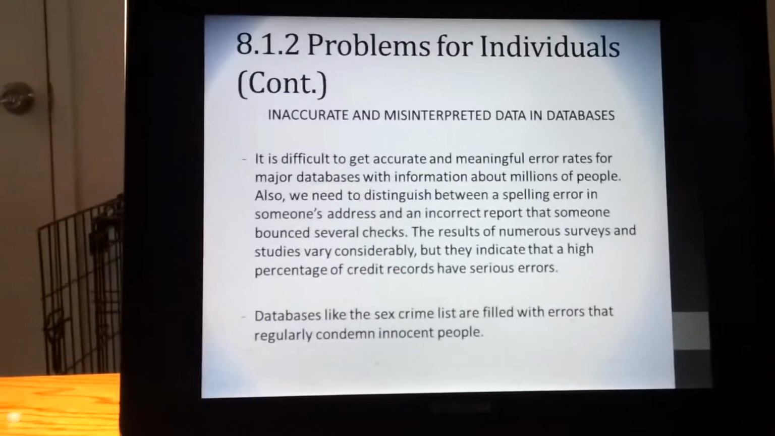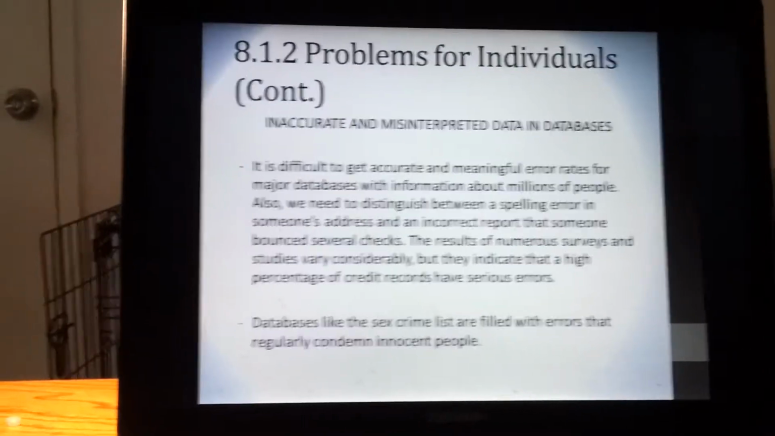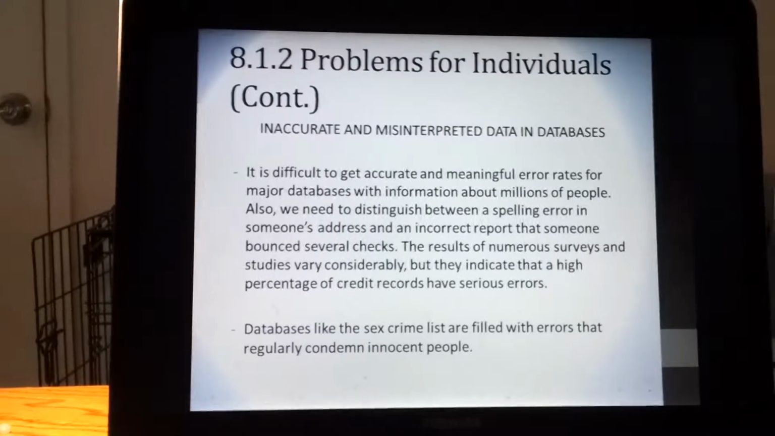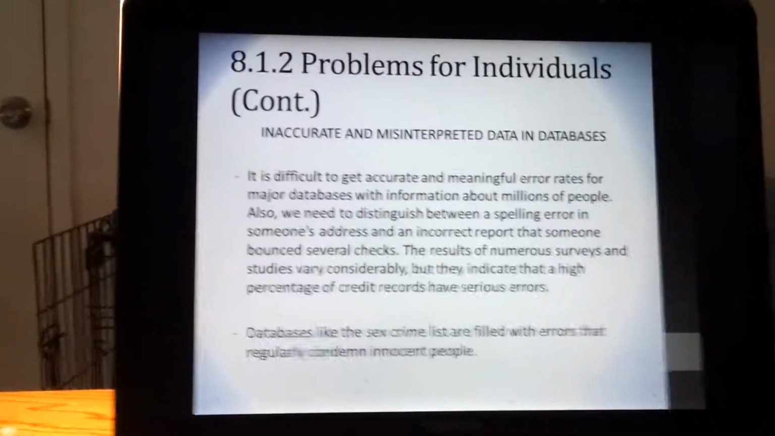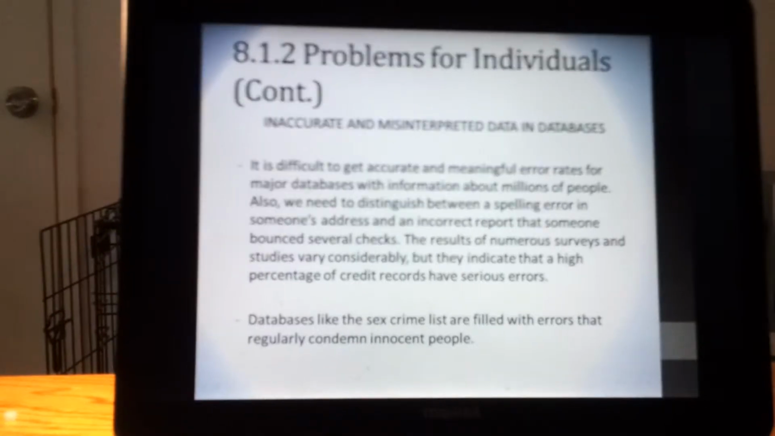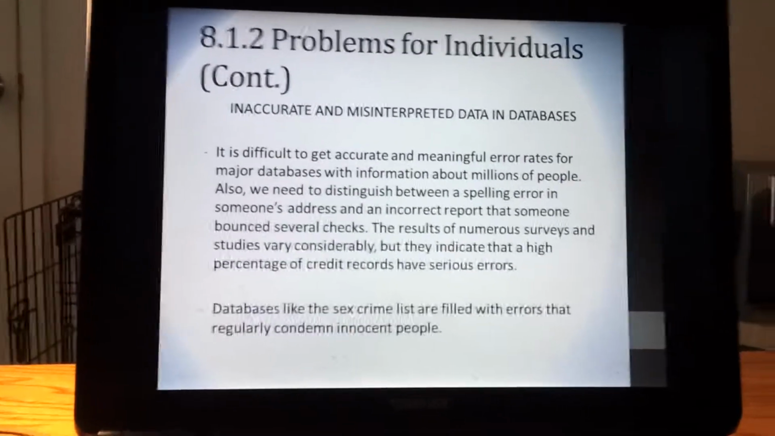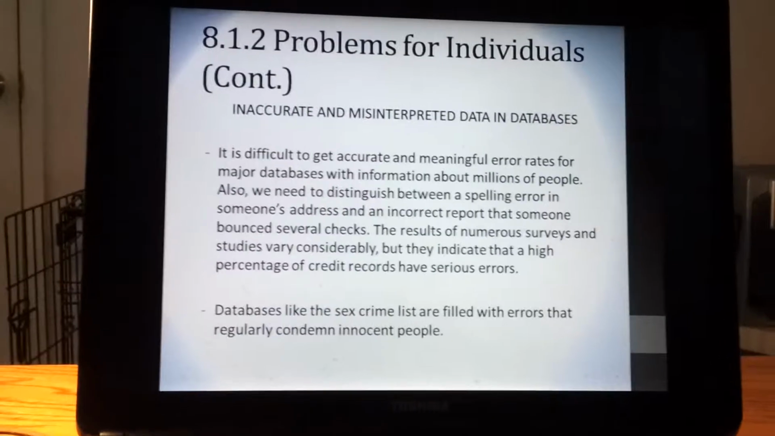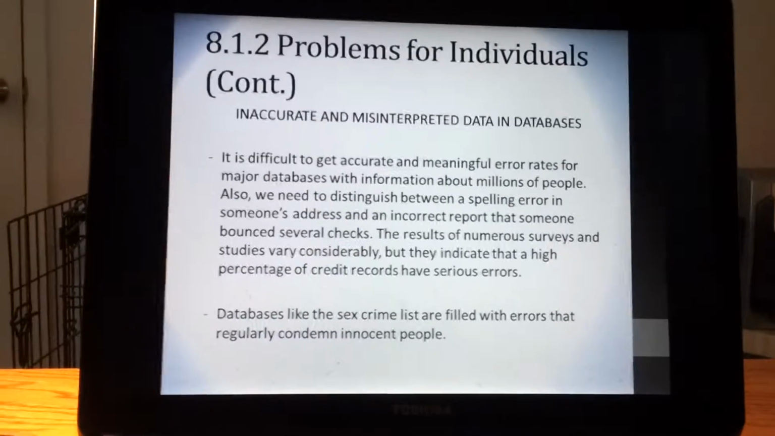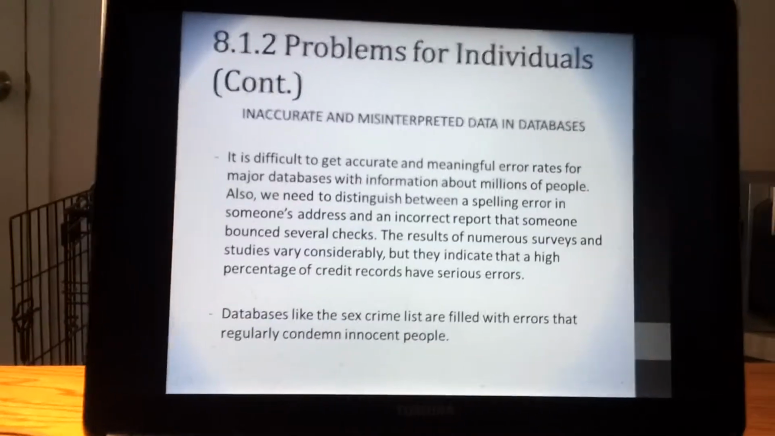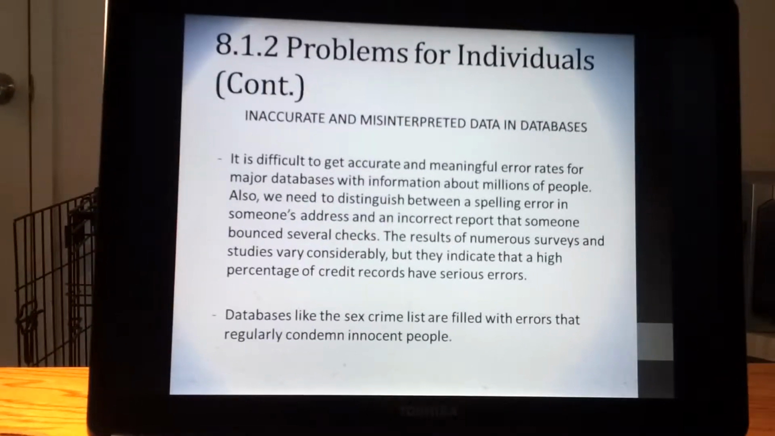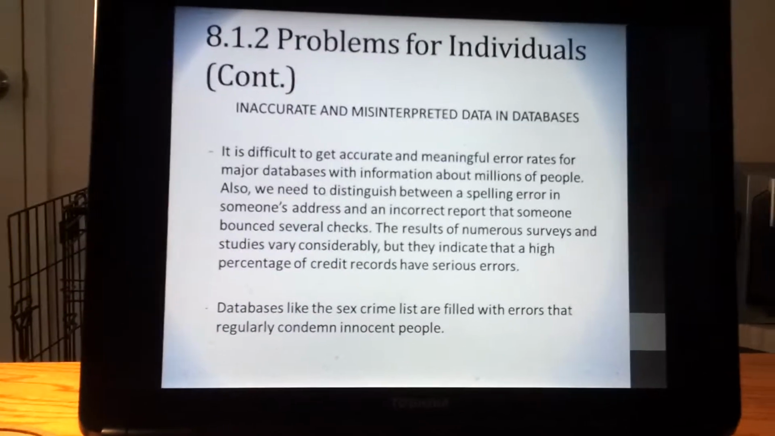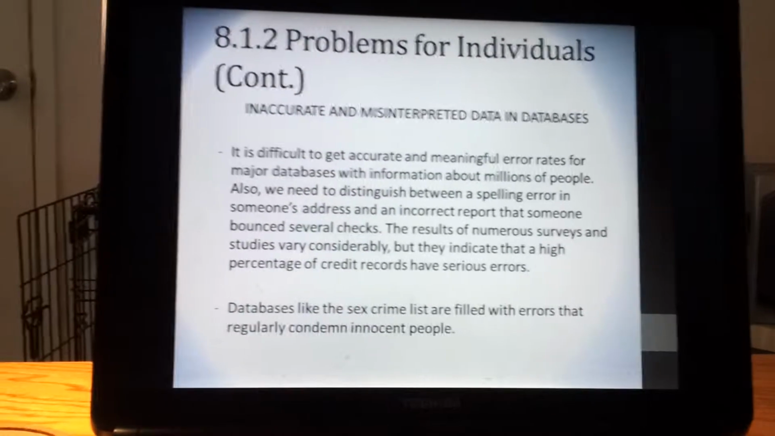You can have inaccurate and misinterpreted data in databases. It is difficult to get accurate and meaningful error rates from major databases with information about millions of people. Also, we need to distinguish between a spelling error in someone's address and an incorrect report that someone bounced several checks. The results of numerous surveys and studies vary considerably, but they indicate that a high percentage of credit records have serious errors. Also, databases like the sex crime list are filled with errors that regularly condemn innocent people.